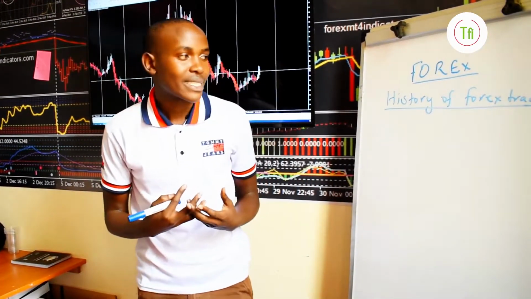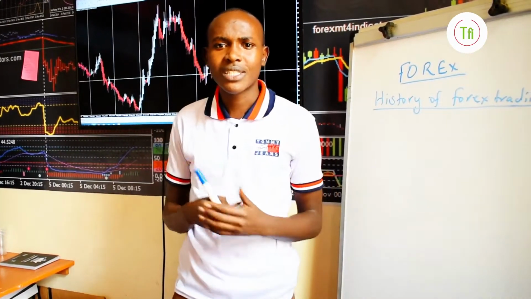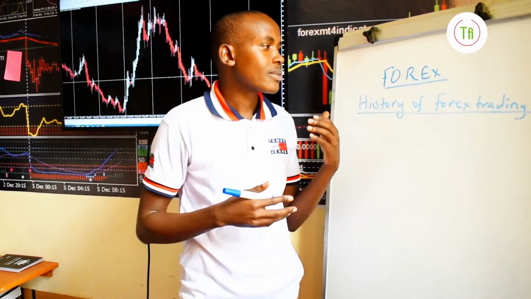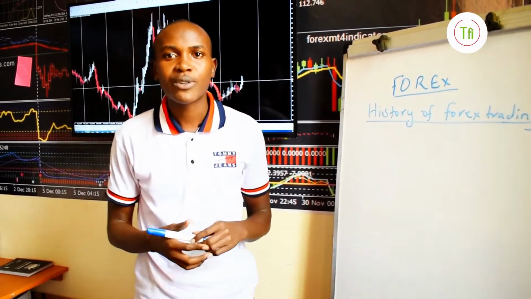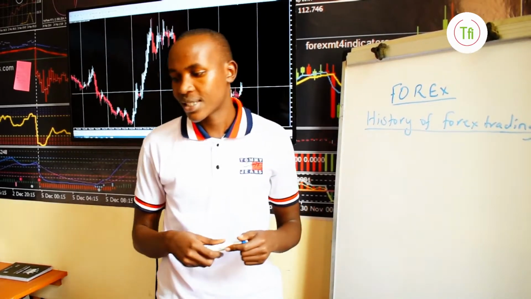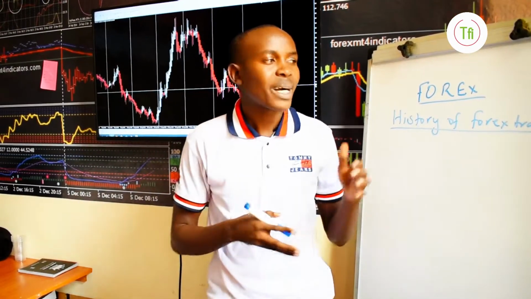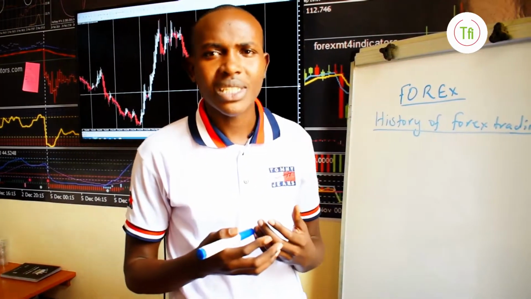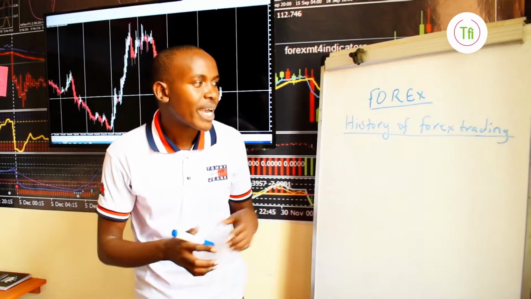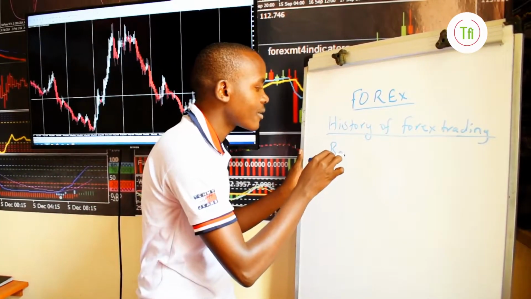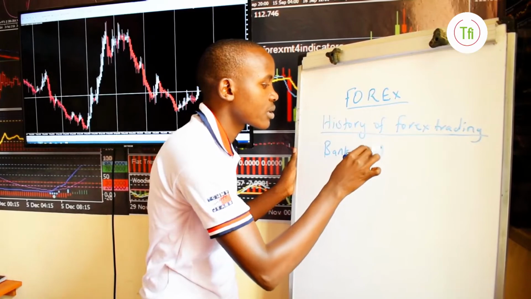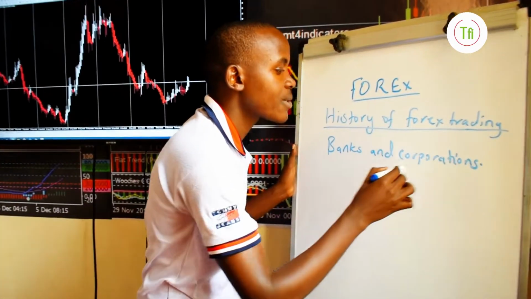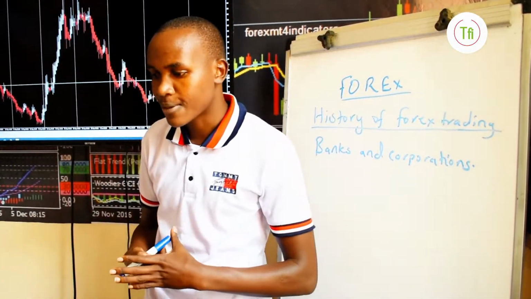So trading forex started back in those days during the coinage system in Egypt, when gold and silver were used as the medium of exchange. That's when the forex market started. But back then, the forex market was not welcoming to small retail traders like me and you. It was used by the big banks and corporations, who were the biggest participants in the forex market in those days.